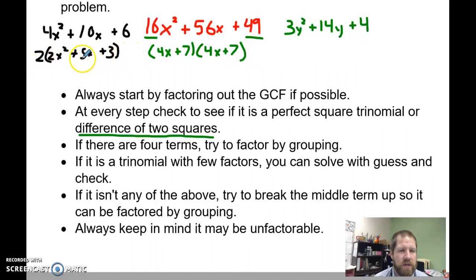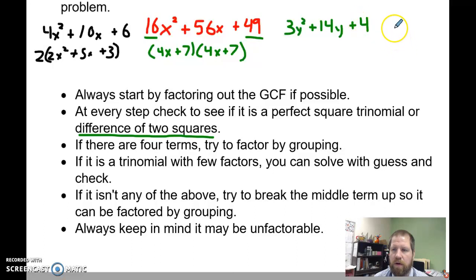I don't have to go through the steps of breaking my 5x apart to be able to figure this one out. If it's not simple, right, I've got a 3, but I've also got a 4, so I'm going to have a couple things to try. Guess and check might be harder here. You are going to want to break up that middle term, so it can be factored by grouping.